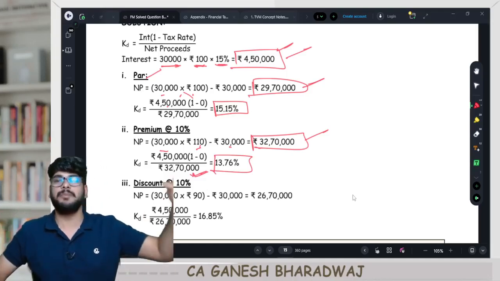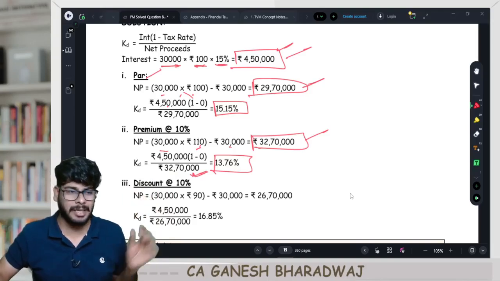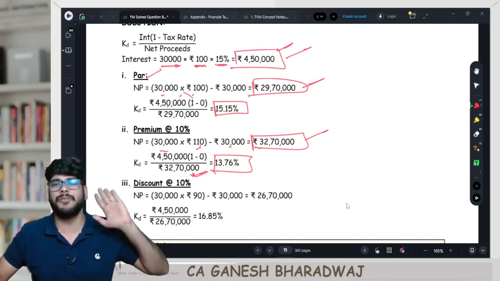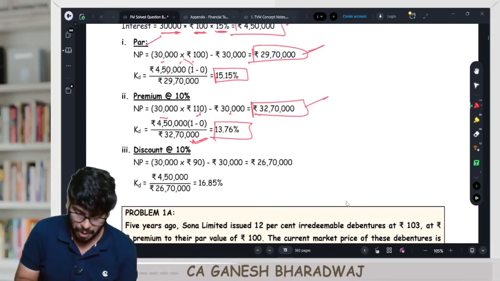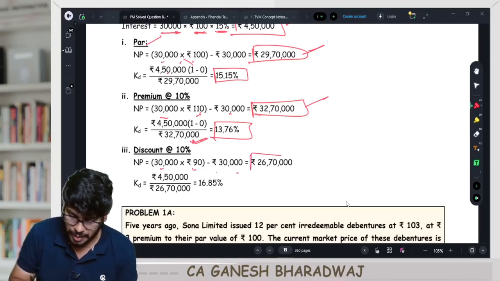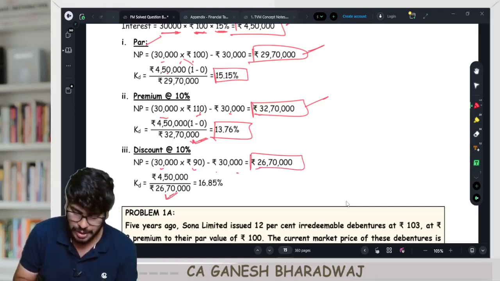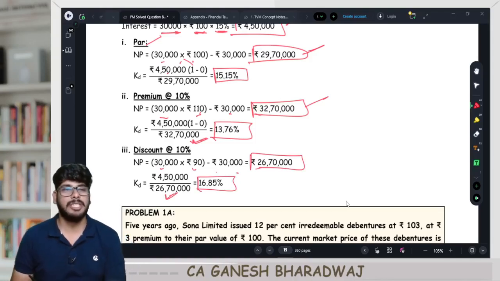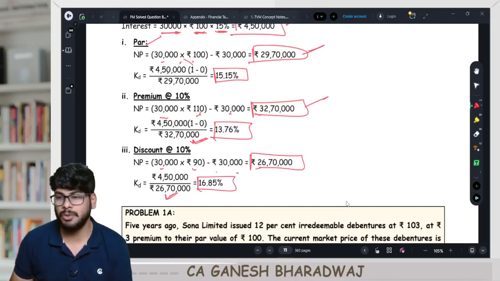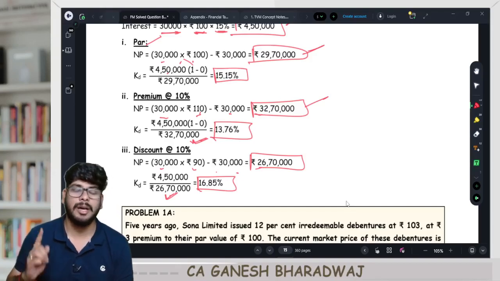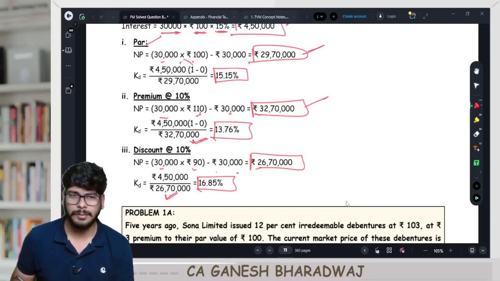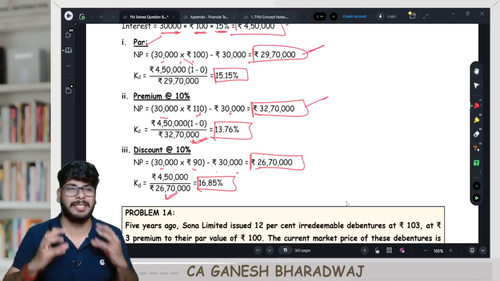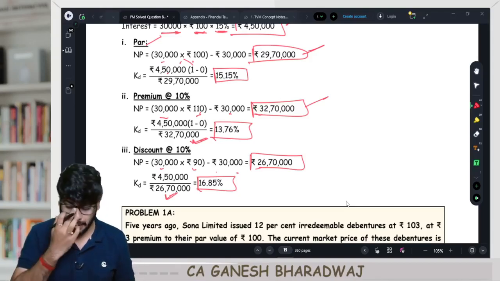Suppose the company issues this at a discount. What happens in that case? Once again, the only difference is going to be the denominator calculation. So here, what is going to be your net proceeds? 30,000 into 90, minus 30,000. So that's going to be 26,70,000. This alone will change. So the net cost is going to be how much? 16.85%. This is going to be your KD calculation. Are you able to understand this, guys? Any problem, any difficulties here? No? And that's about the sum, and that's about this concept. Clear with this, guys?